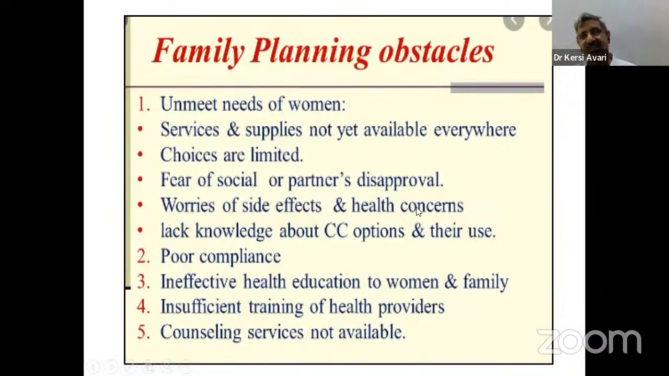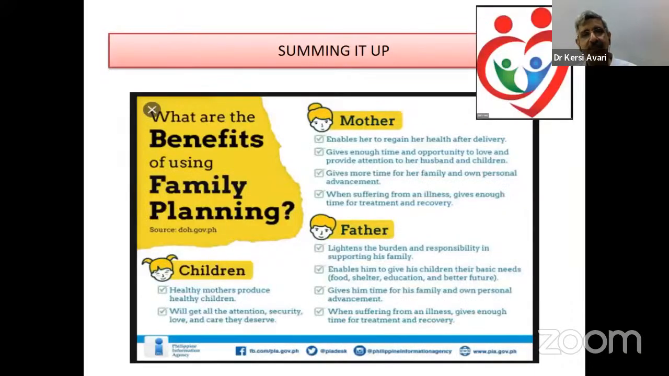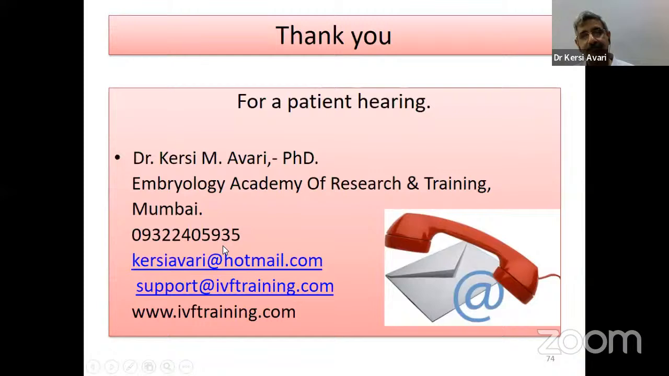And what are the obstacles? Benefits. It doesn't need chemicals or hormones. Simple abstaining from sex or a contraceptive method, a barrier contraception like a condom, there is no involvement of chemicals. So summing it up, it helps the mother, it helps the father, it helps the children. That's the end of it.